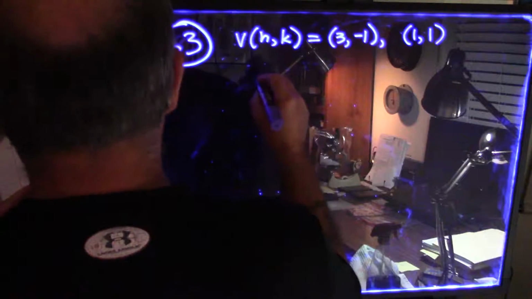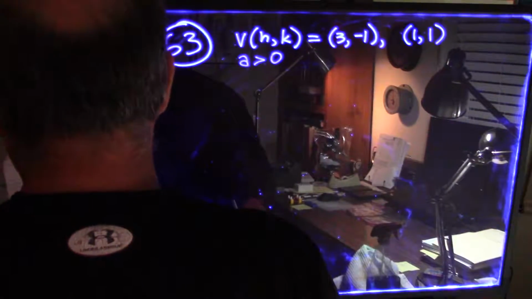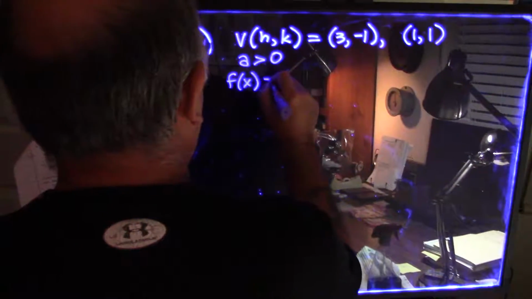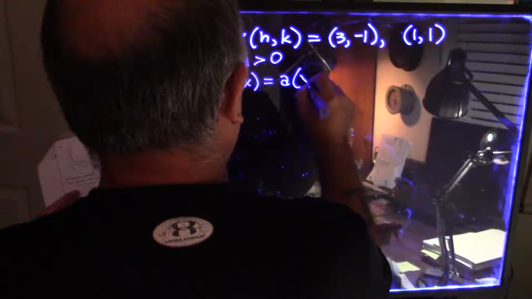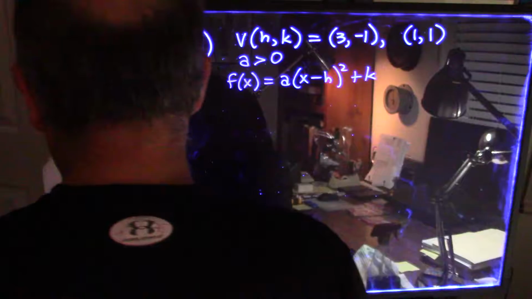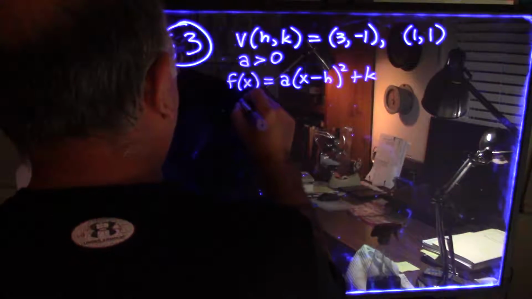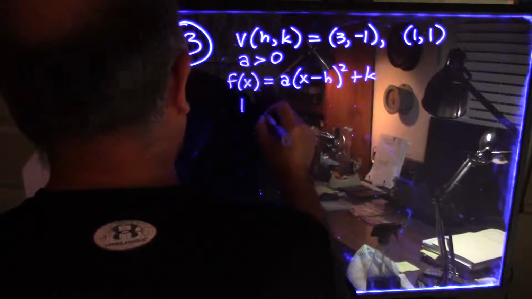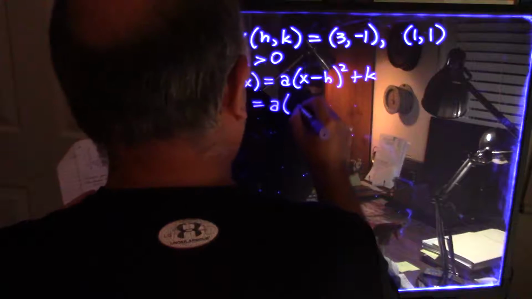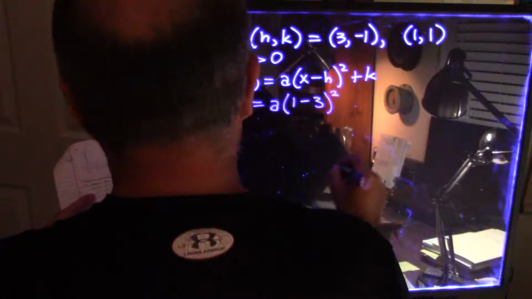So the leading coefficient, it opens upwards. A has to be greater than 0. Alright, so f of x equals a times the quantity x minus h squared plus k. So let y equal f of x, and then we plug in the numbers. 1 equals a parentheses 1 minus 3 squared minus 1.